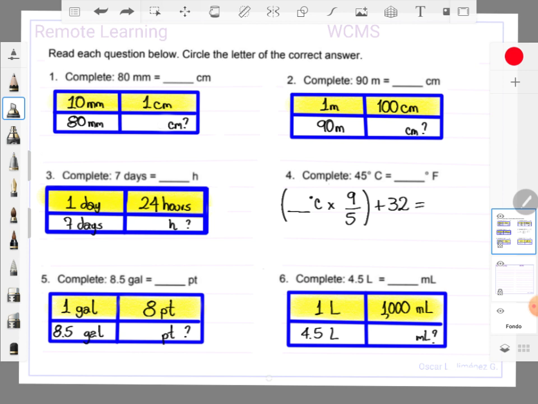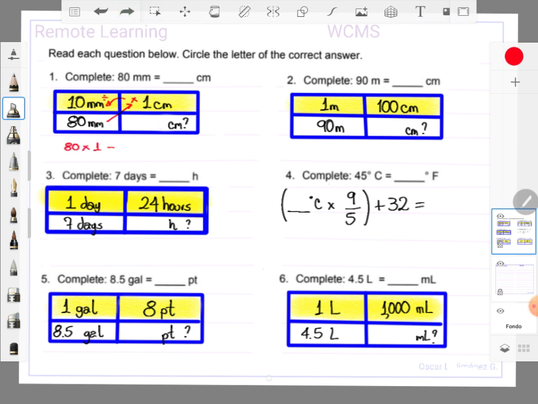Now, when you have the conversion factor, converting the units is really easy, because you're going to multiply the number, in this case 80 millimeters, using cross multiplication. That means you multiply 80 millimeters by 1 centimeter, then divide this product by 10 millimeters. Remember, this is cross multiplication. You multiply 80 times 1 and then divide by 10.